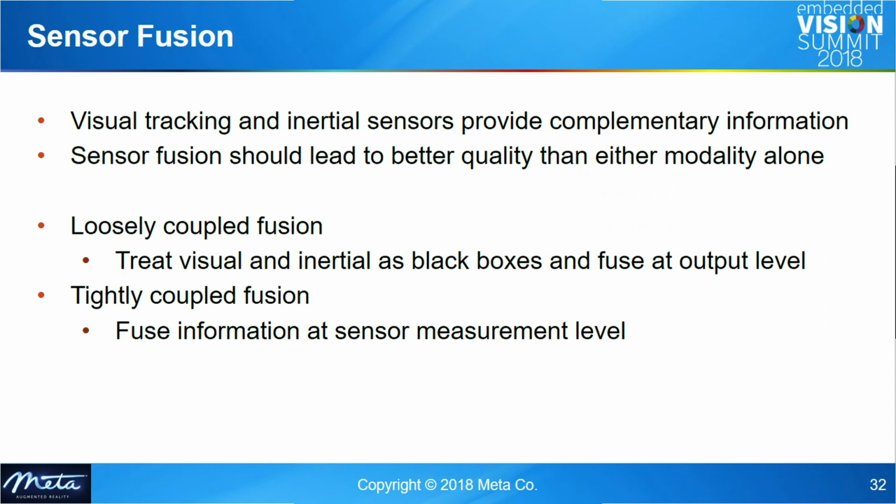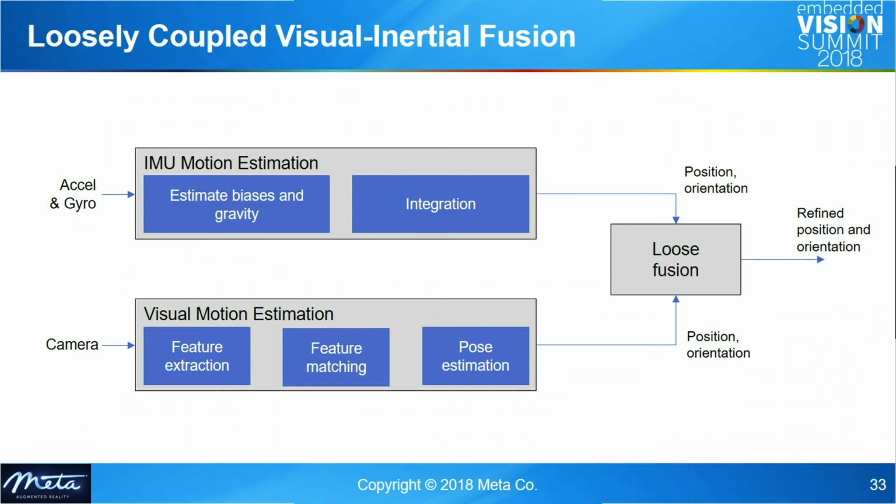Loosely coupled treats the inertial and visual as two black boxes that provide pose outputs, and then we just fuse those poses. Tightly coupled fusion, on the other hand, does the information fusion at the sensor measurement level. So let's take a look at high-level architecture diagrams. For the loosely coupled fusion, this is what the system would typically look like. And by the way, in AR applications or in AR products, both approaches are known to be used. Some of the products use loosely coupled fusion, some use tightly coupled fusion.